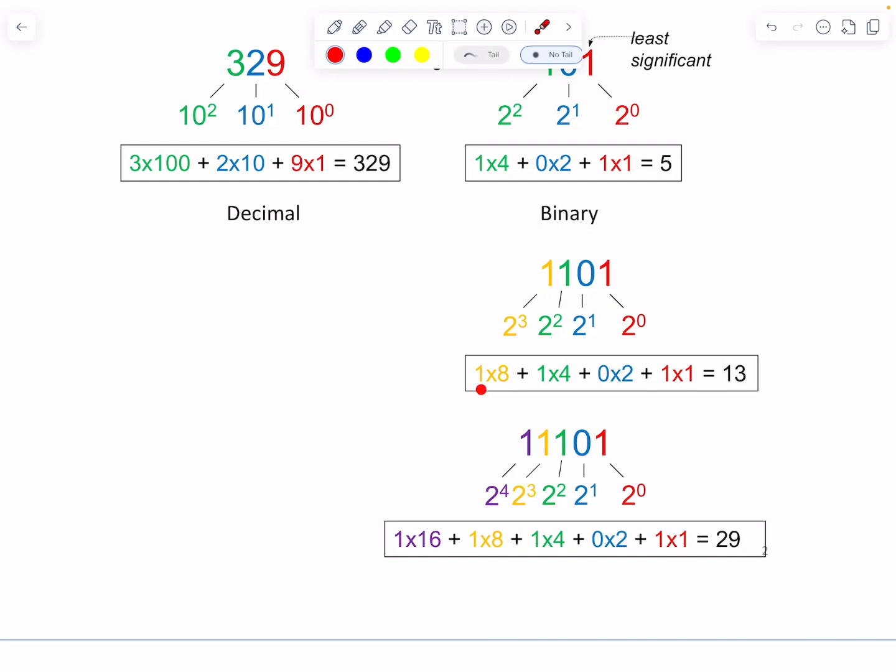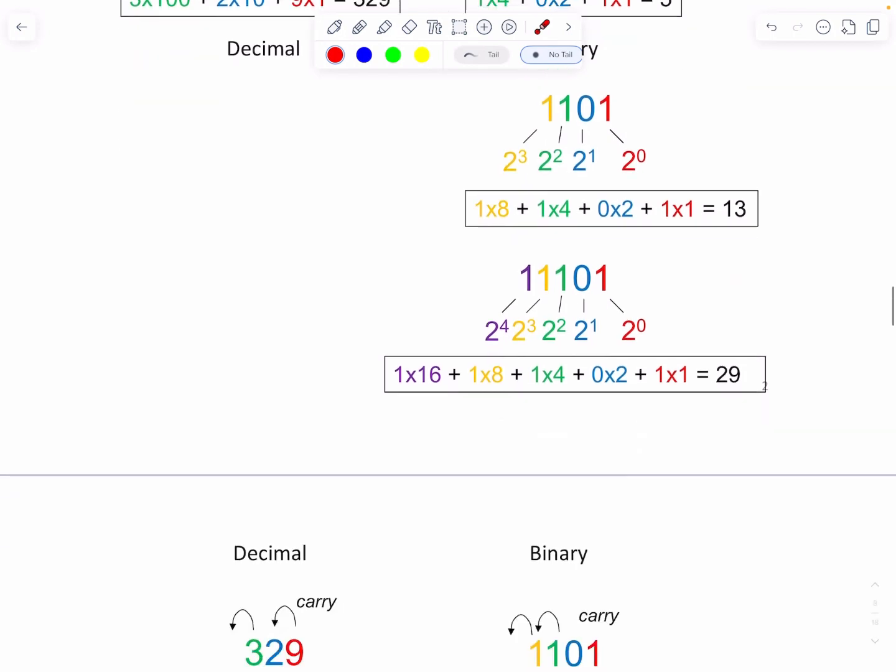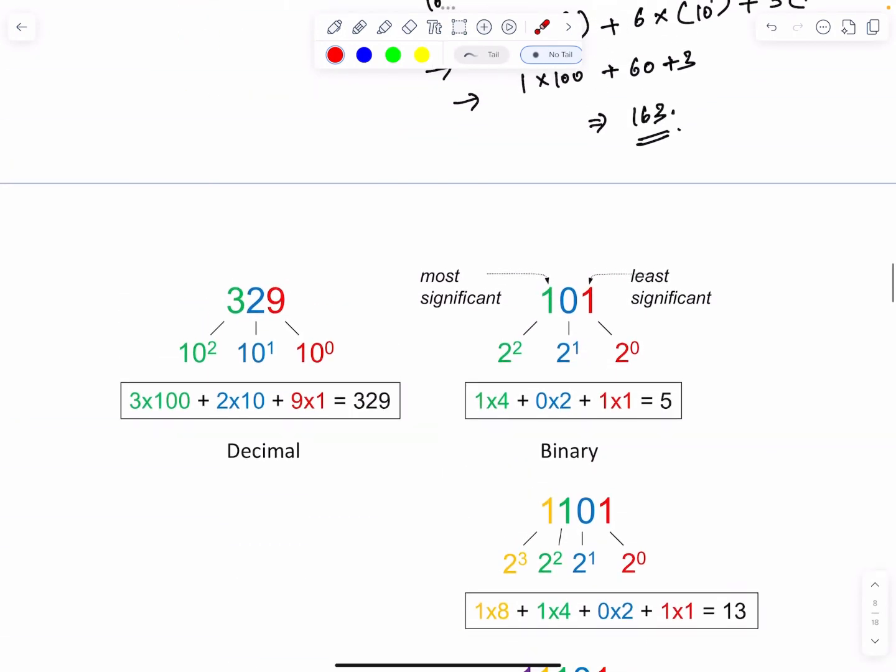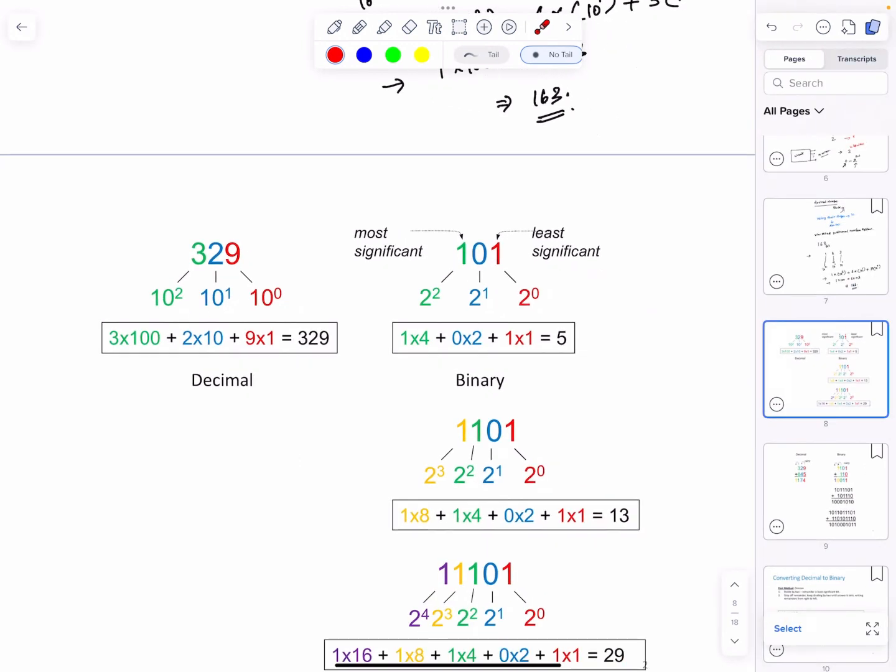So in this case, I have 1 8 and then another 4 representation, but there is no 2's representation here, but I have 1 1 representation. The addition of that is value 13. Okay. So let's do this simple calculation.